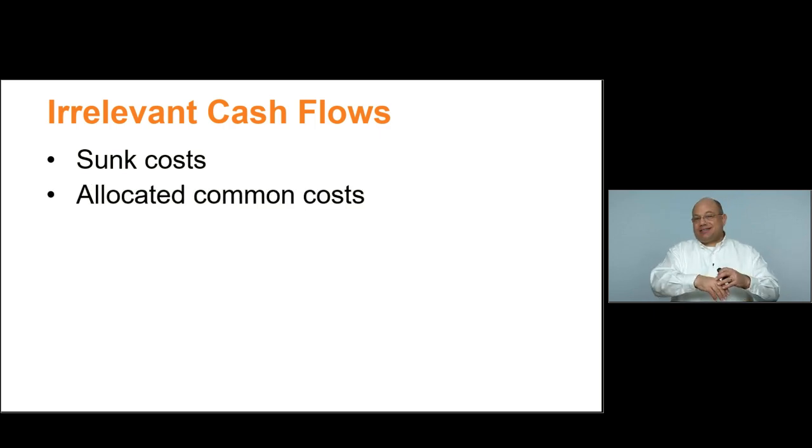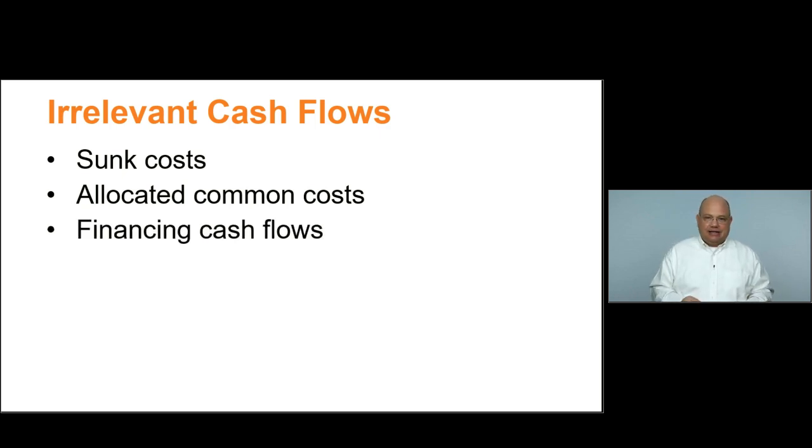Allocated common costs, not relevant. They're allocated. Whether we make this investment or don't make this investment, those common costs are still going to be incurred. And financing cash flows. The financing cash flows are a financing decision. Different departments make that decision about how we finance this project. We're looking at the cash flows that are connected specifically to this project, and it does not include the financing cash flows. So, relevant cash flows, irrelevant cash flows.